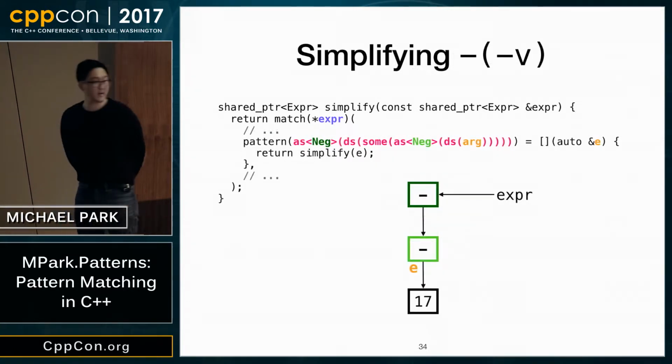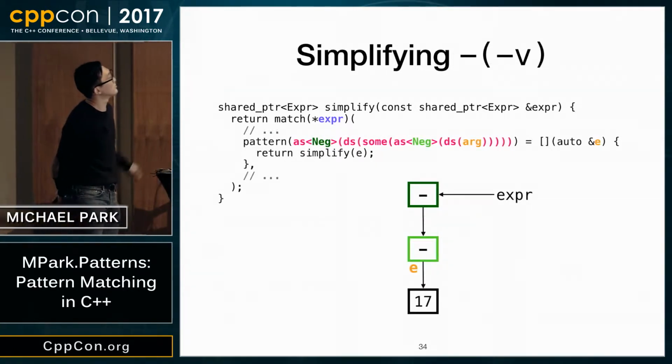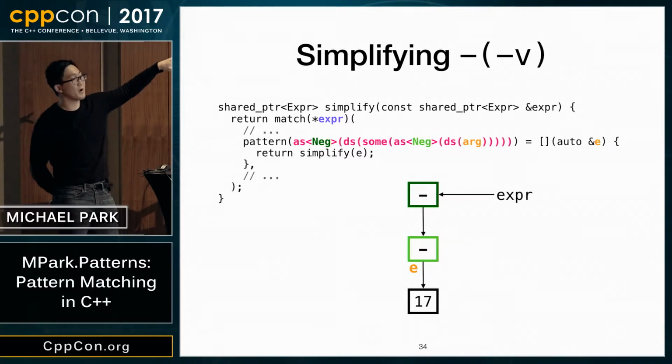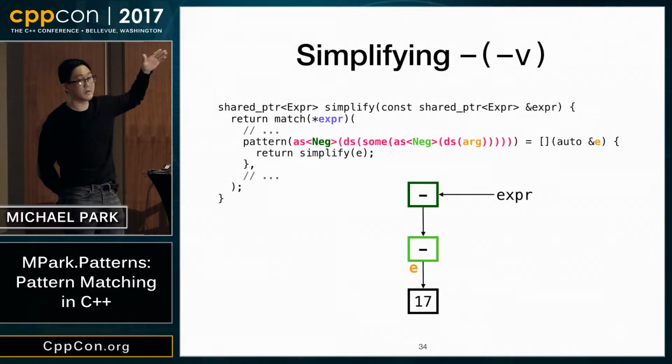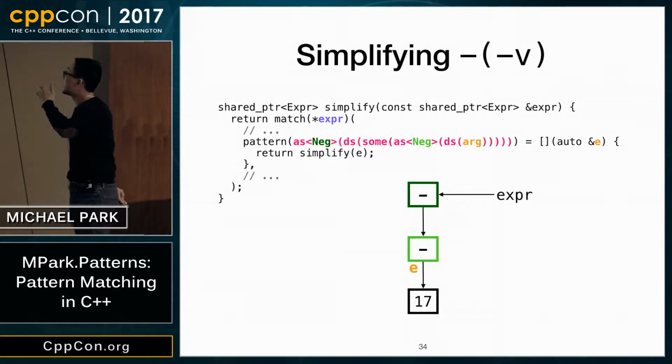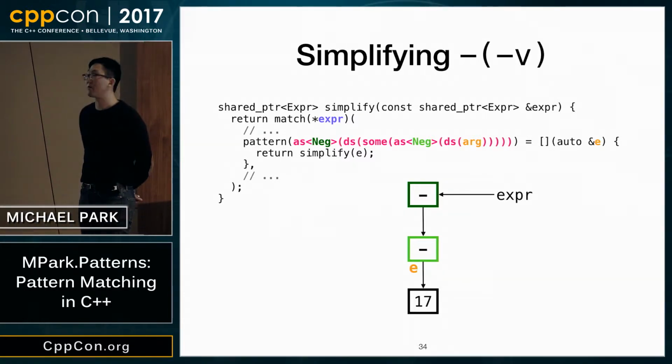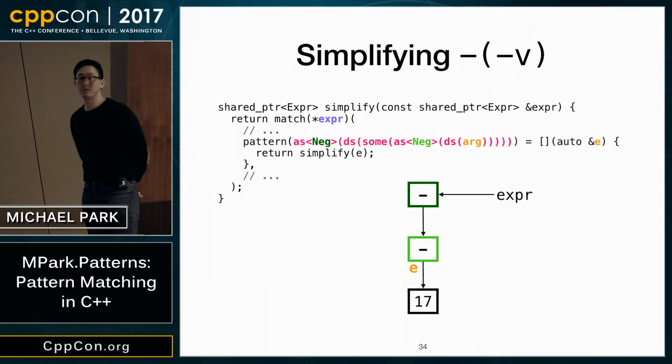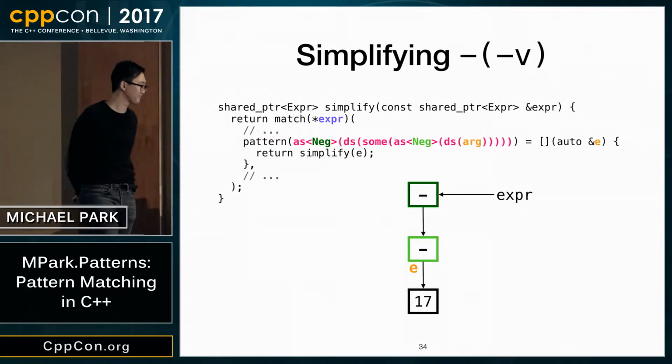Here's the double negation case. Just a reminder on the colors. The purple is the value that we're matching. The pink is the patterns that we're matching with. The yellow is the variables that we're introducing. And the green represents the tree.